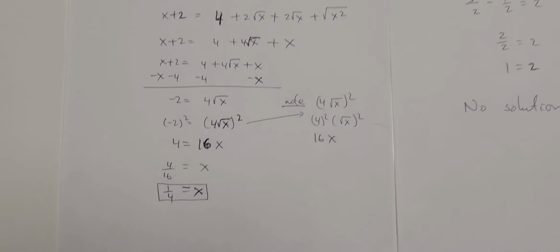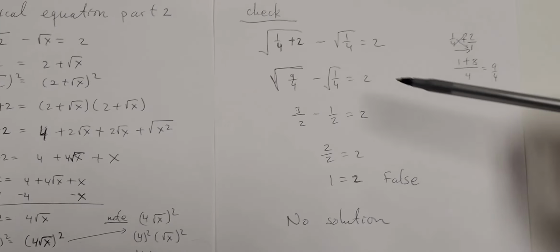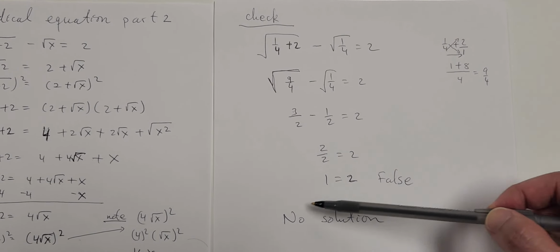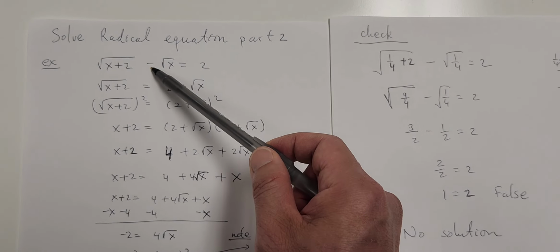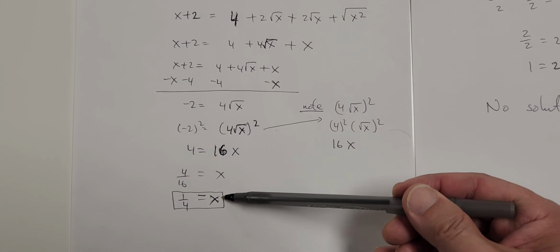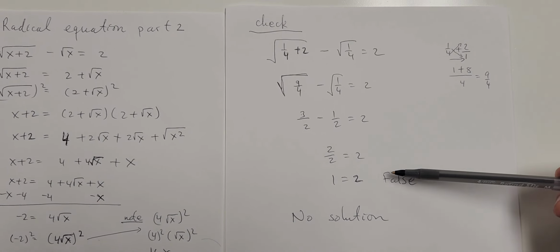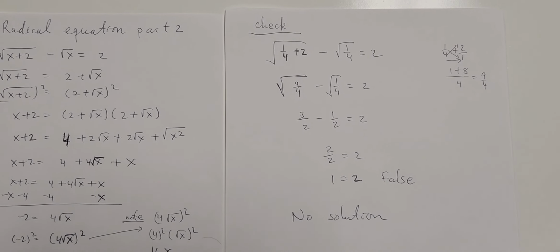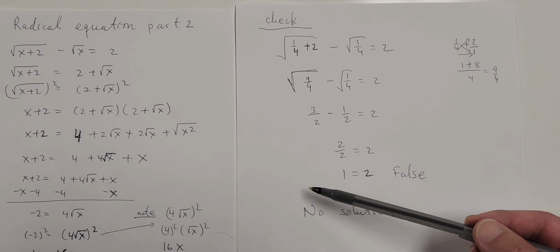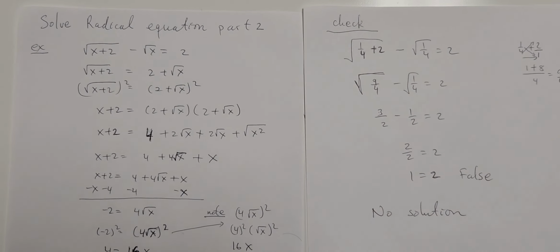One more time. After we solve, we have 1/4. But when we check 1/4, it came out to be false. Since it is false, there is no solution from the original equation. So be very careful. Solve whatever the answer is, and make sure you check. If it's true, then you take the solution. If it's false, you throw it away. So in this case, the 1/4 is false, so technically there is no solution to the original problem up here. Okay, so be very careful.